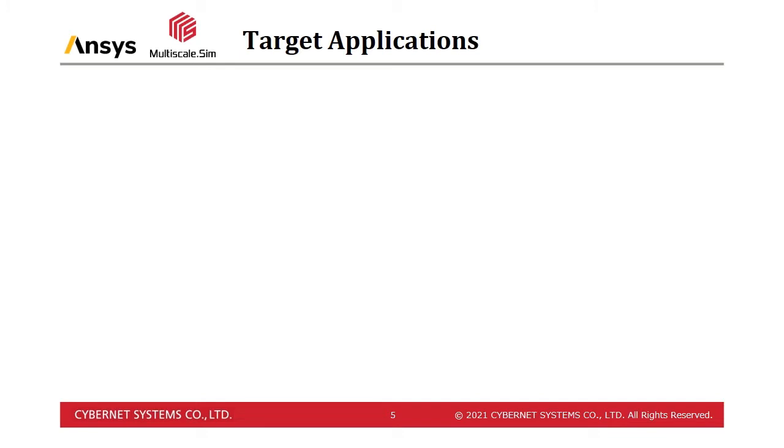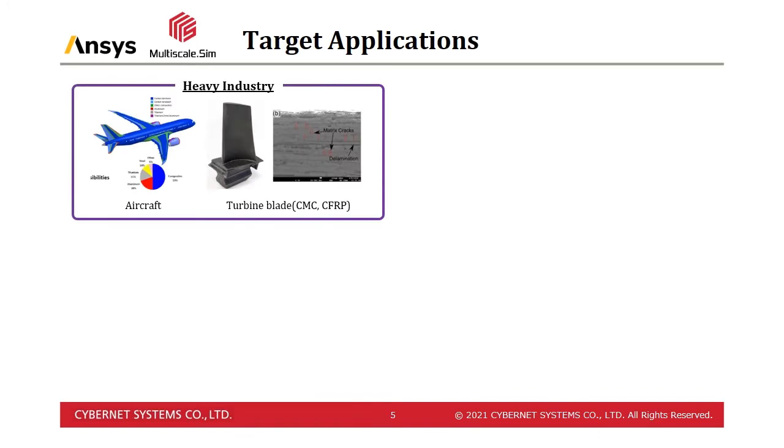The application that you are most interested in may be weight reduction. As you know, modern aircraft are made of carbon fiber reinforced plastics. As technology advances, metal materials such as steel and aluminum are being replaced by composite materials. Ceramic matrix composites are also used for parts which require high heat resistance, such as a turbine blade.